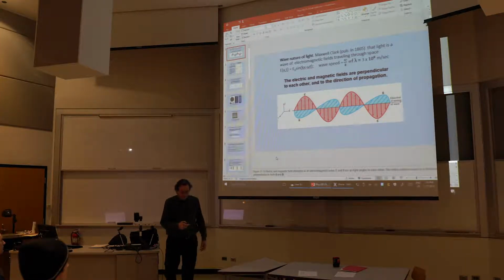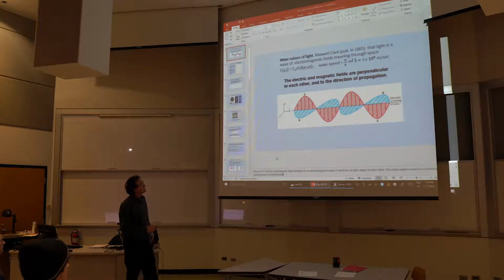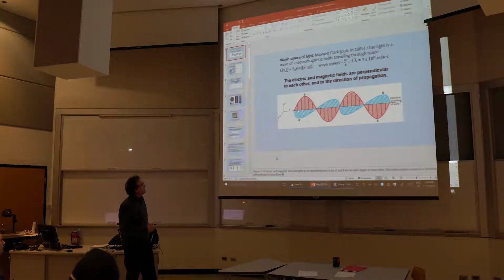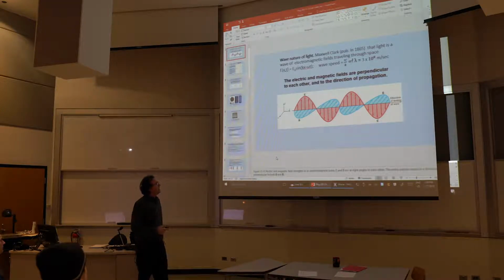Now, if we take a snapshot, this is a traveling wave traveling at the speed of light, 3 times 10 to the 8th meters per second. And if I take a snapshot in time, then I measure this wavelength, which is 1 full cycle, which is what we call the wavelength of light.